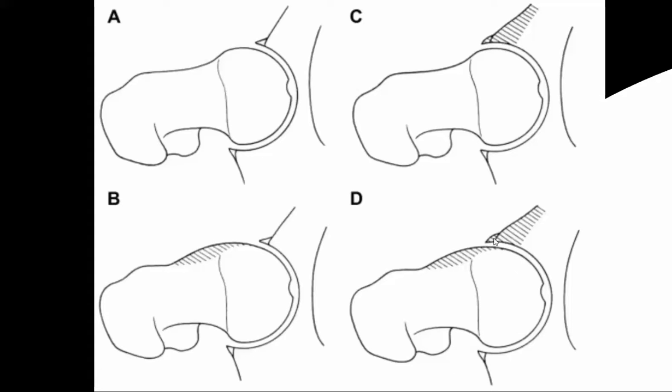And this is actually the most common. It's mixed, so you've got a little cam type deformity here with an osseous bump, and you also have acetabular overcoverage.